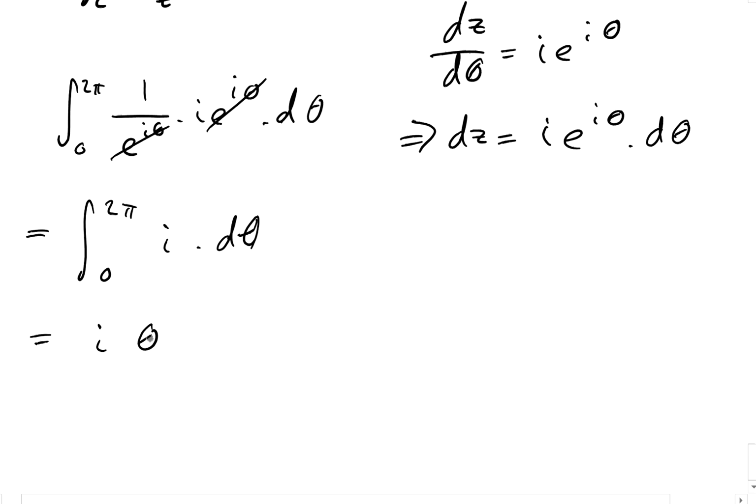So we end up with i theta from 0 to 2 pi. That's equal to 2 pi i minus 0, so it's just going to be equal to 2 pi i.